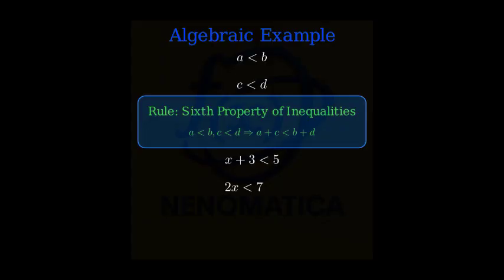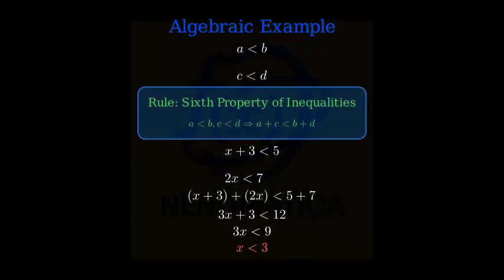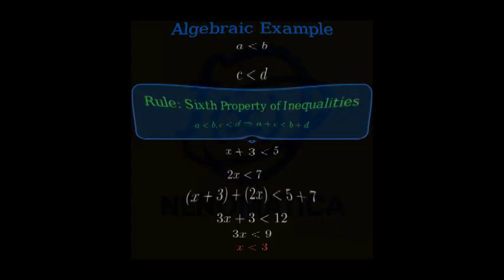For a specific example, let's use x plus 3 is less than 5 and 2x is less than 7. Adding these inequalities, we get x plus 3 plus 2x is less than 5 plus 7. Simplifying, 3x plus 3 is less than 12. Subtracting 3 from both sides, we get 3x is less than 9. Dividing both sides by 3, we get x is less than 3.